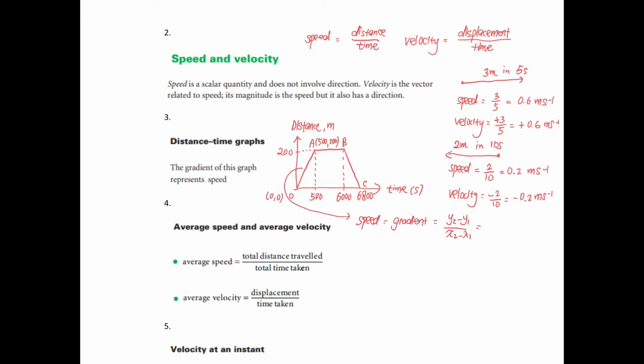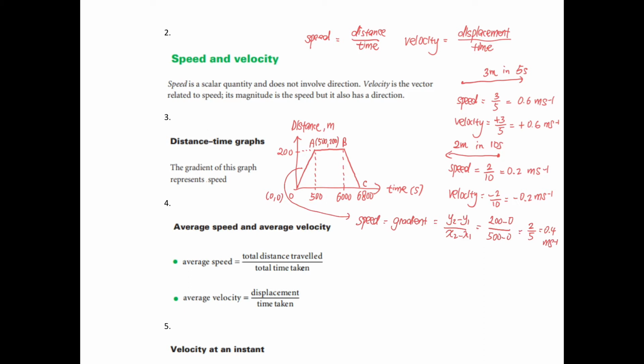So we apply the gradient formula, we subtract. We will have 200 minus 0 over 500 minus 0, which ends up with 2 over 5. That is 0.4 meter per second. So that is the speed when you are going to school.